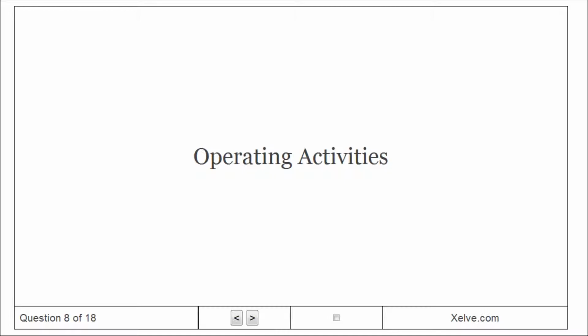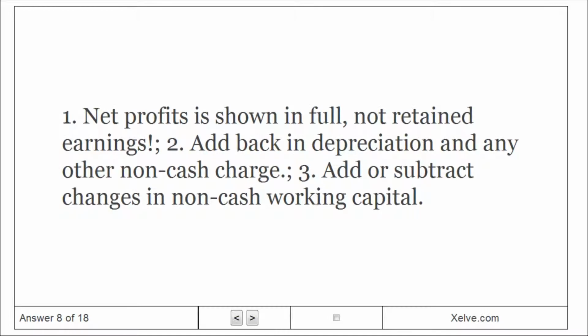Operating activities. 1. Net profits is shown in full, not retained earnings. 2. Add back in depreciation and any other non-cash charge. 3. Add or subtract changes in non-cash working capital.